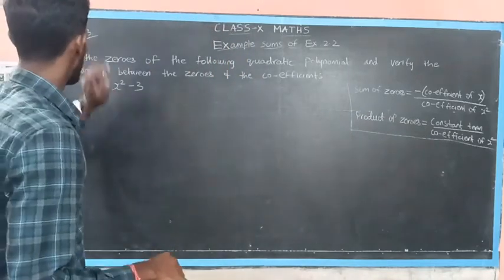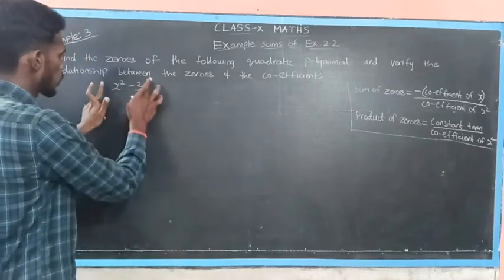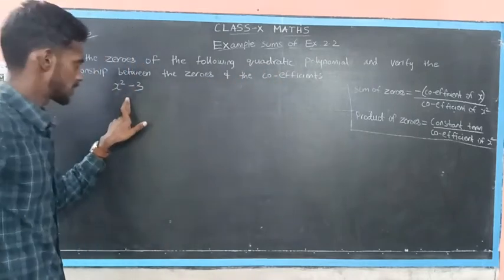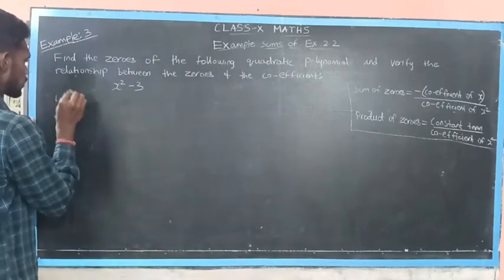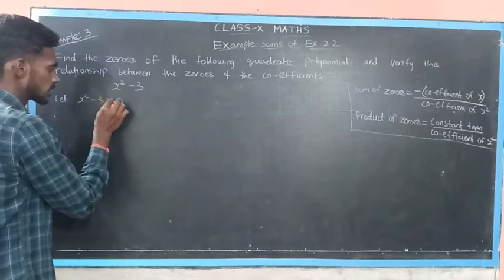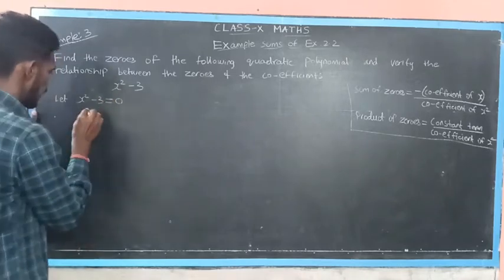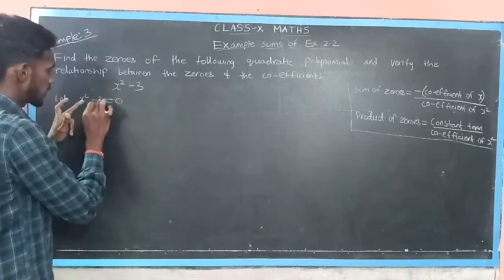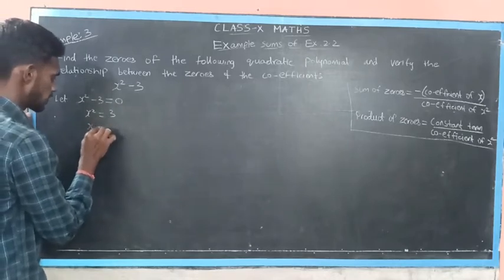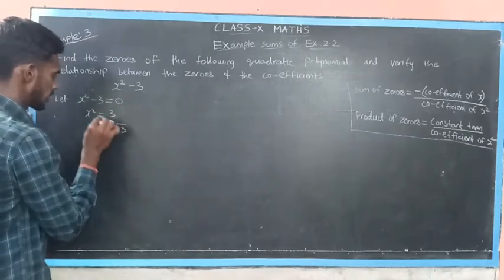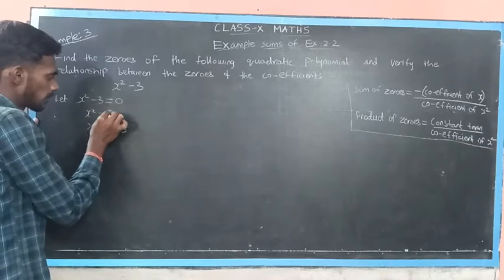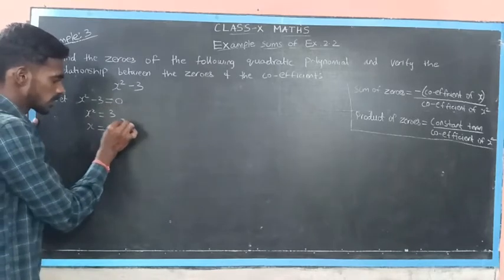Next, the example number 3, we have to find the zeros of the quadratic polynomial x square minus 3 and verify the relationship between zeros and their coefficients. First, let us equate the given quadratic polynomial to 0 for finding the zeros. Then x square is equal to, when I take minus 3 to the right side, it will become plus 3. So, x square is equal to 3. Taking square root on both sides, x is equal to plus or minus square root of 3.